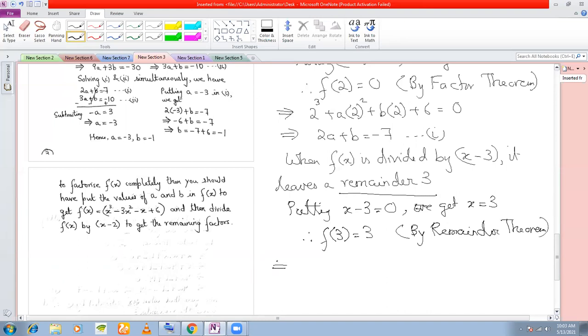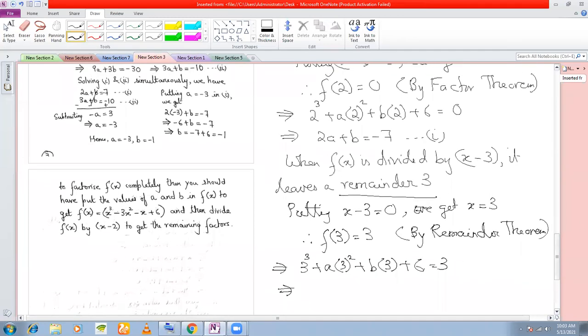Now you just put it here. You have 3 cube, plus a into 3 square, plus b into 3, plus 6 is equal to 3. Now you simplify this to get 3a plus b is equal to -10. This is your second equation.